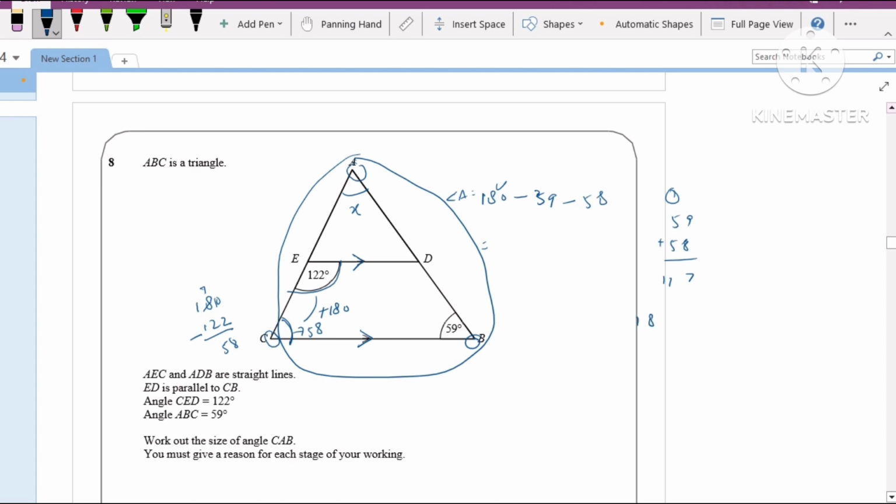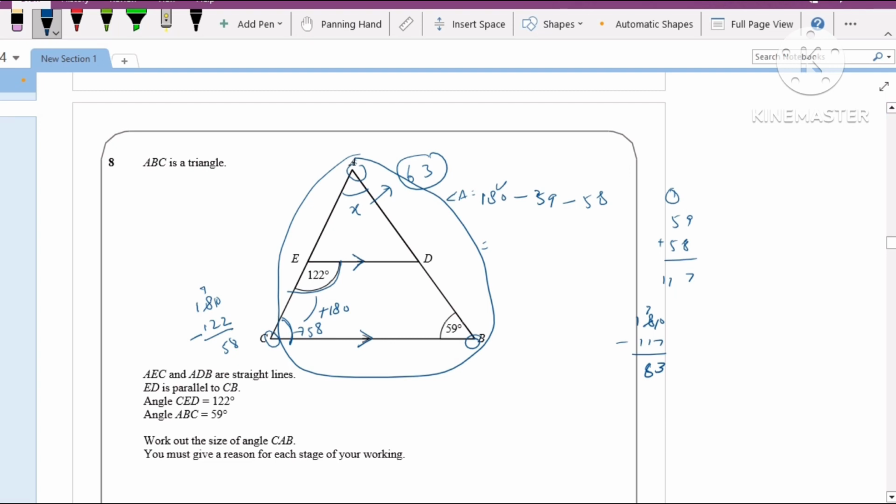180 take away 117: borrow 1 makes 10, 10 minus 7 is 3, then 7 minus 1 is 6. So this is 63. So this angle is 63. You have to show all this type of working. So this is done. Give the reason for each stage of your working.